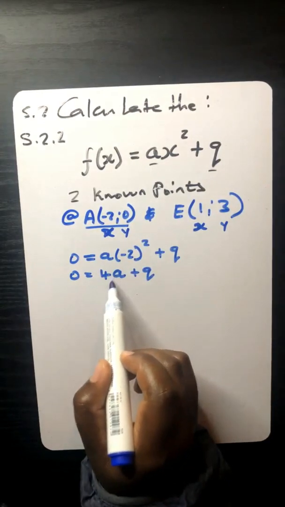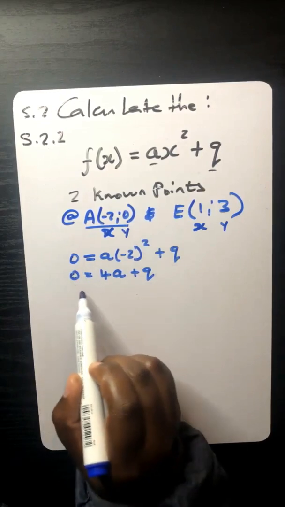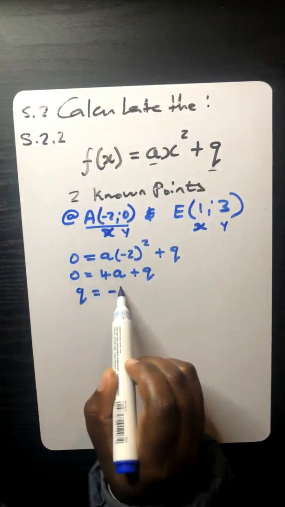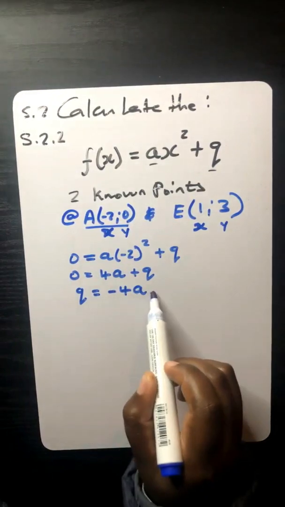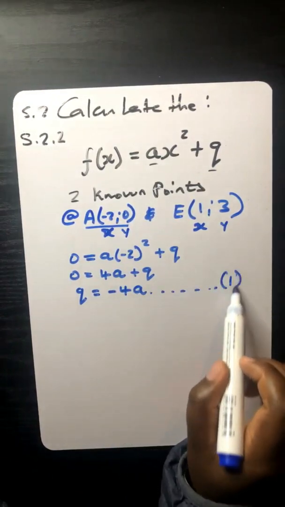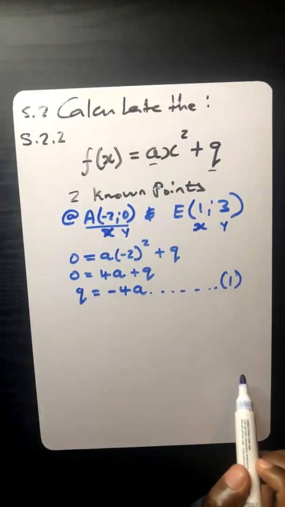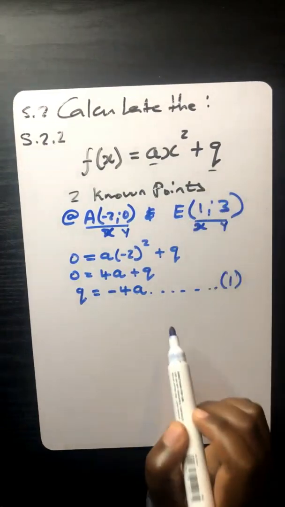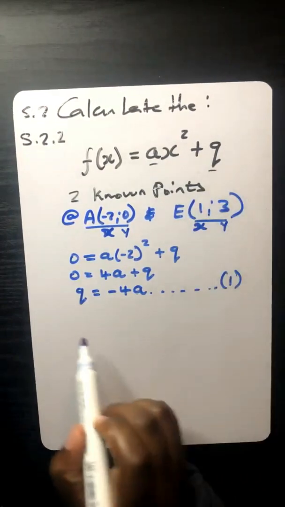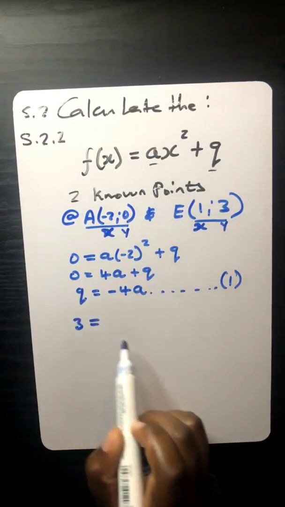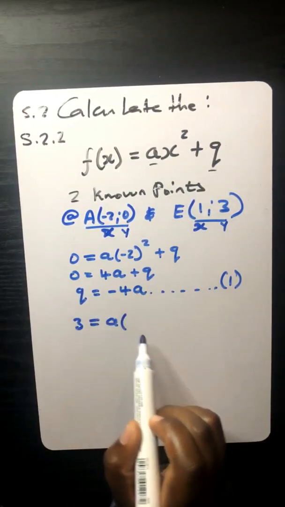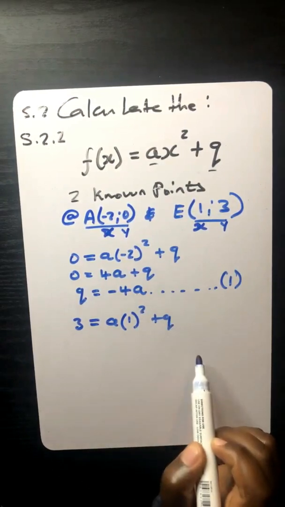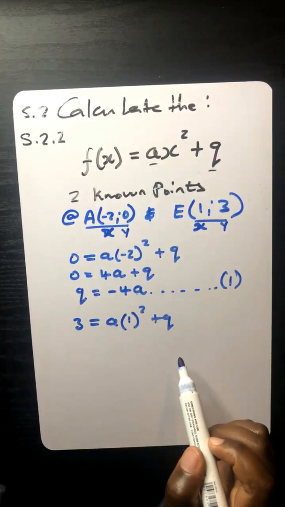We can actually transpose that so that we don't have 0, which means Q is equal to, when you move it, it changes the sign, then it's negative 4A. Maybe we can consider this, ladies and gentlemen, to be our equation number 1, because we have 2 points to substitute. Let's substitute again that point. What is Y, guys? I think Y there is 3. Yes. So we have 3 being equal to A. What is X? X is 1, guys, squared, plus Q over there. Y is negative 4A.